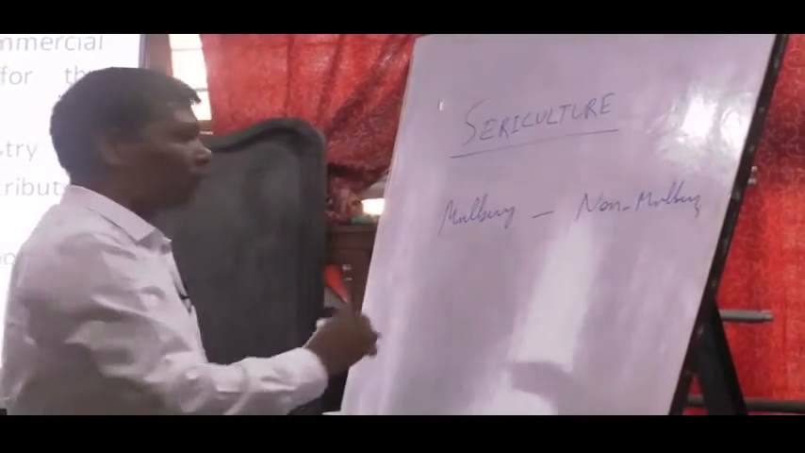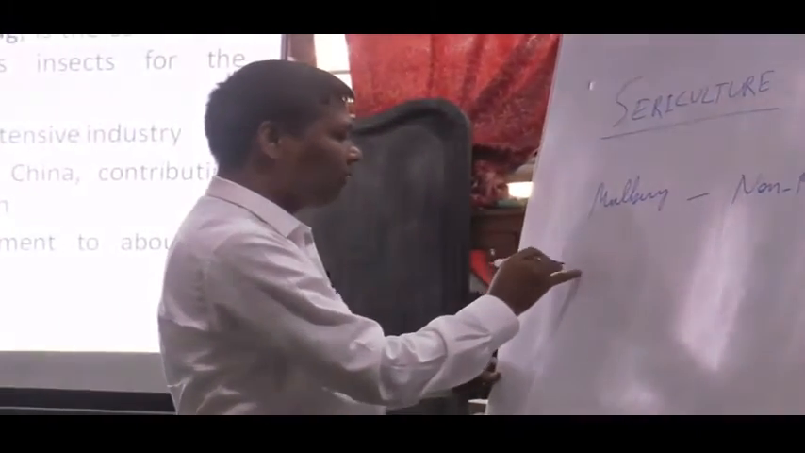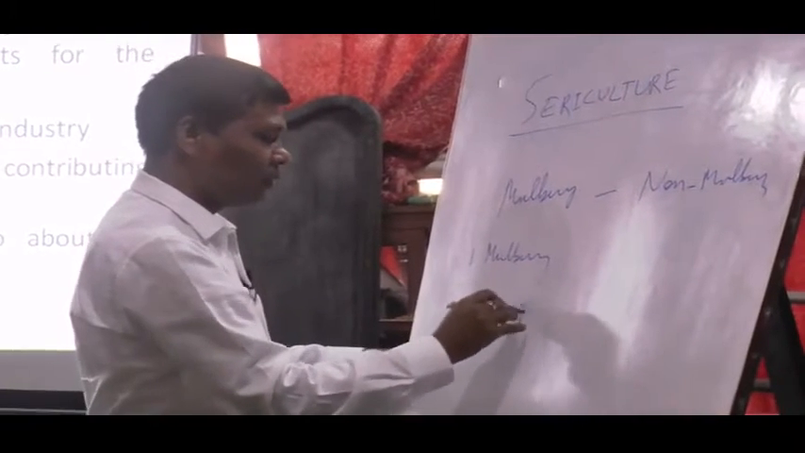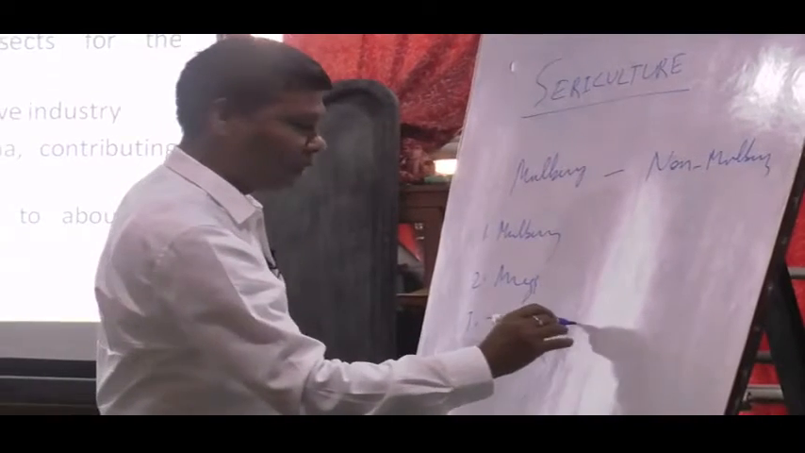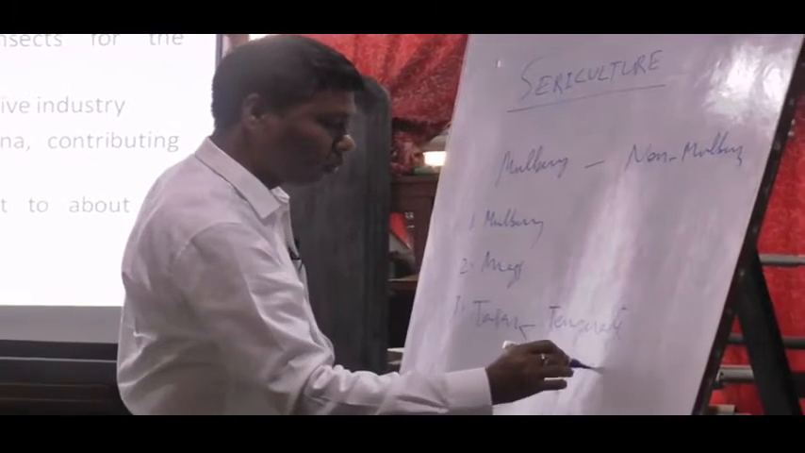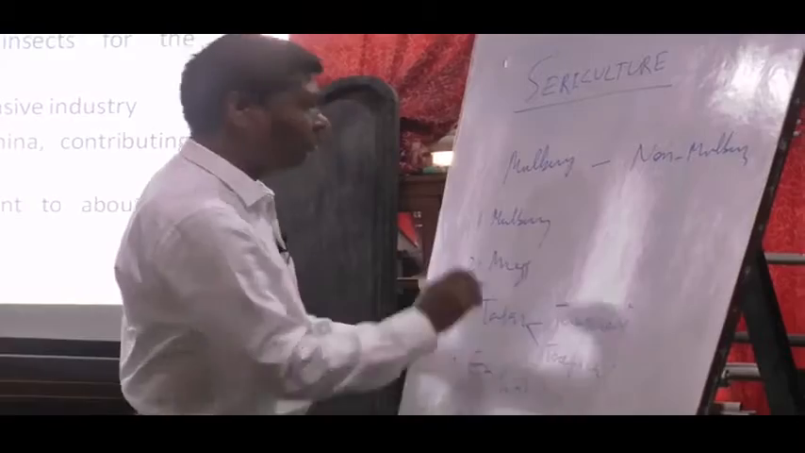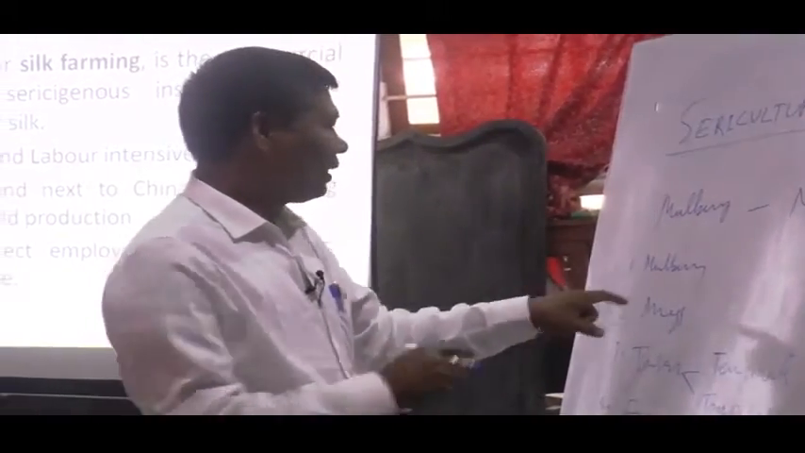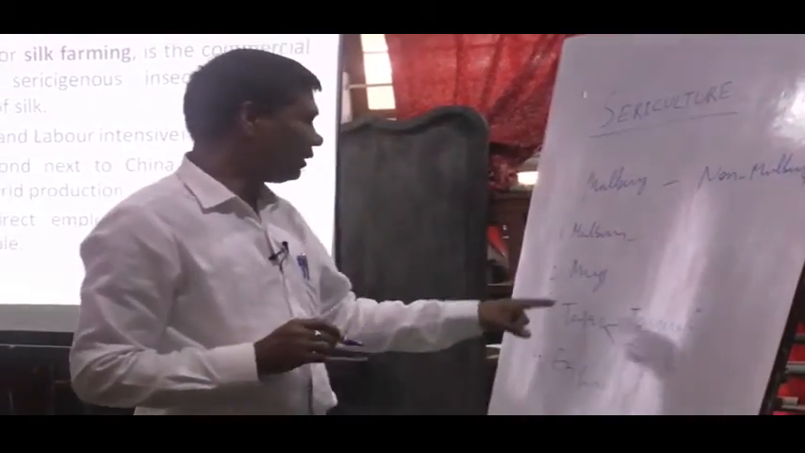If we see the varieties of silk, the world has four different varieties of silk: Mulberry, then Muga, then Tasar. Tasar also has two different types, temperate Tasar and tropical Tasar. And number four, we have Eri silk. So these are the four different varieties of silk. The insect Bombyx mori produces the mulberry silk.